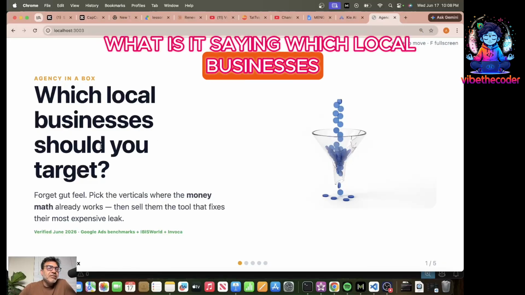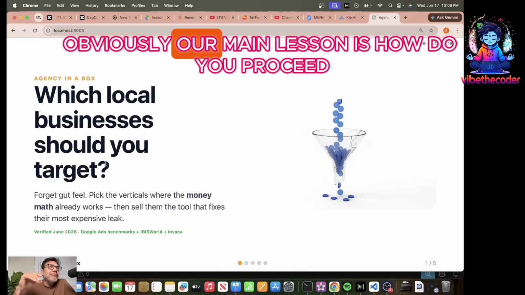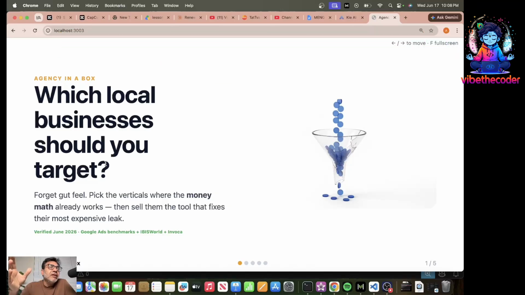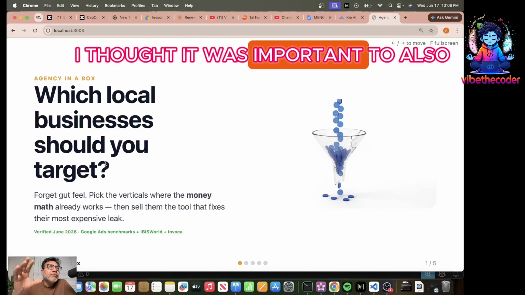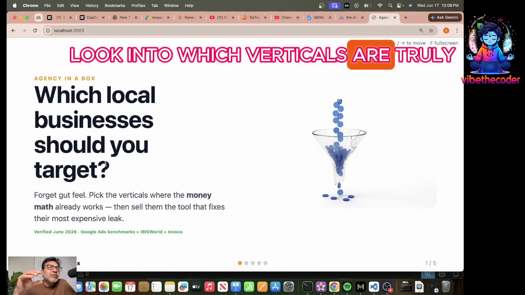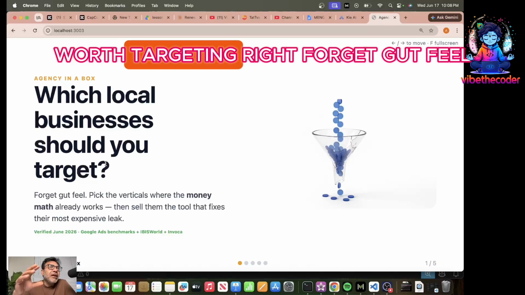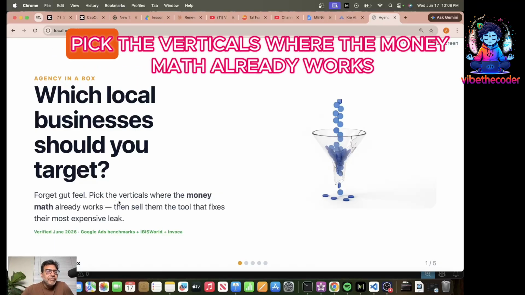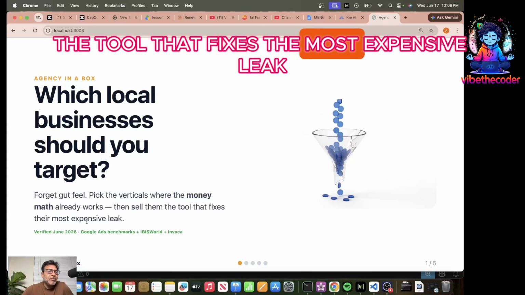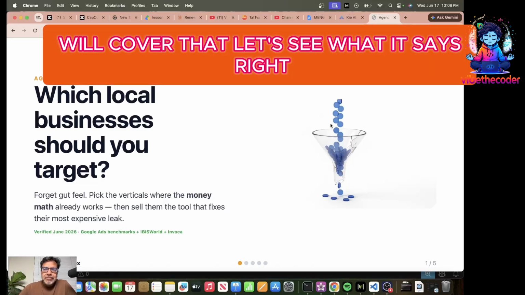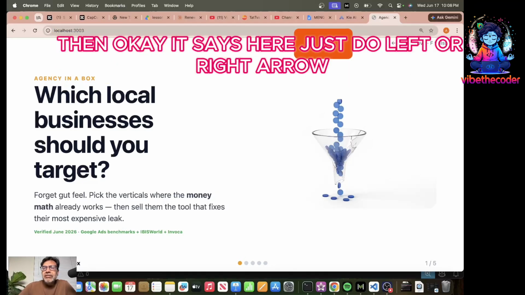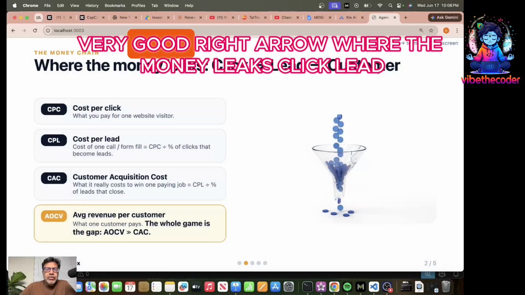Which local businesses should you target? Obviously our main lesson is how you proceed with the verticals and the portfolios, but I thought it was important to also look into which verticals are truly worth targeting. So forget gut feel, pick the verticals where the money math already works. Then sell them the tool that fixes their most expensive leak. We'll cover that. It says just use the left or right arrow. So we go right, where the money leaks: click, lead, customer.